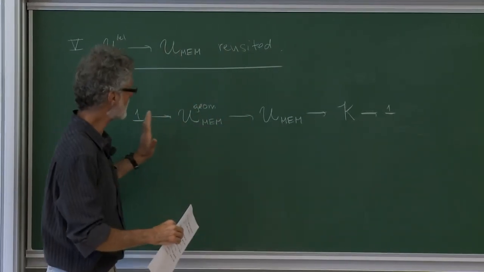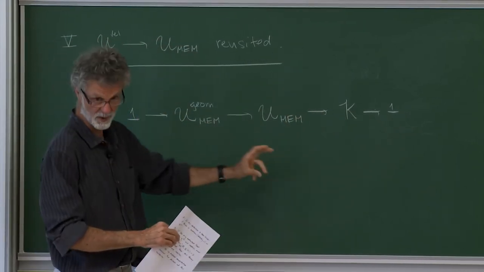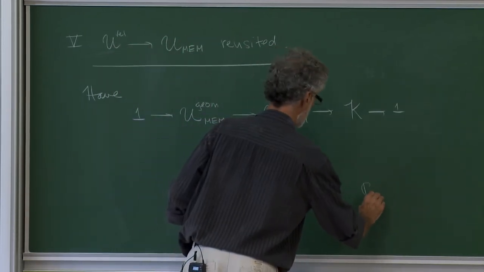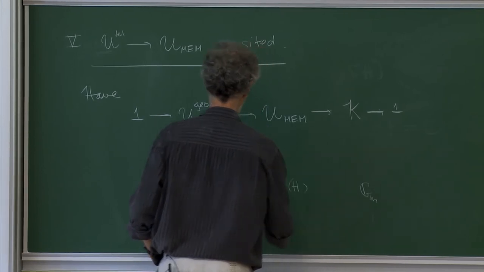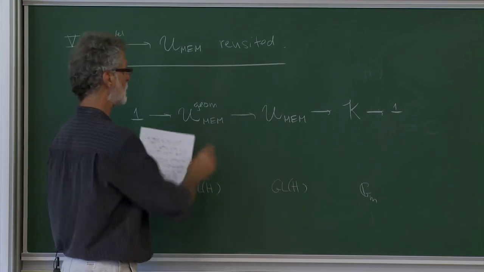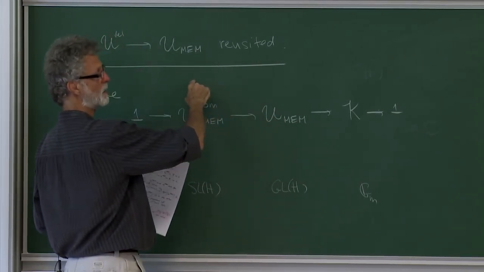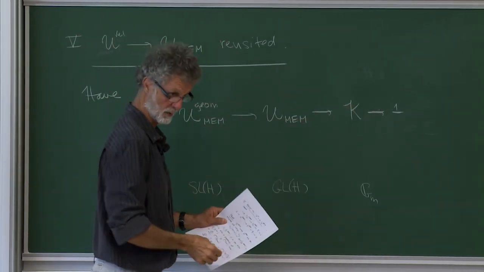I'm concentrating on the unipotent parts, or the pro-unipotent parts, because the reductive parts are all well understood. The reductive part here is G_m. The reductive part here is GL_H. And the reductive part here is SL_H. Right? And so these are the unipotent parts of pi 1 of MEM, the geometric pi 1 of MEM. And this is the geometric part of mixed elliptic motives.